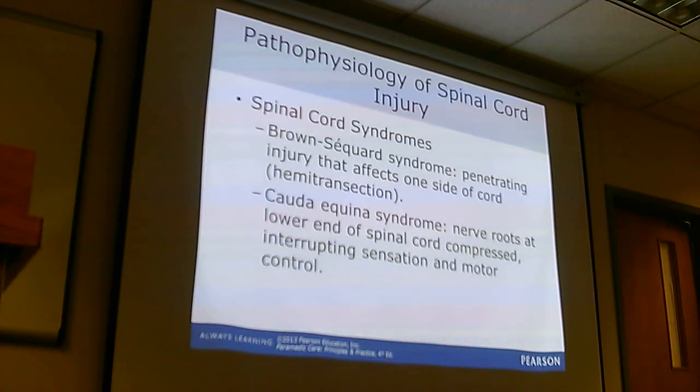And I talked to you a little bit about getting one side. If I get stabbed on one side, well, that's what's called Brown-Séquard syndrome. This is a penetrating injury that affects one side of the cord. What you're going to see is on the side that's affected, I'm going to lose my motor function and my sensation, because it got the anterior and posterior aspects of the cord, right? It will actually cause some decrease in sensation on the contralateral side as well. So if you get hurt on the left side, it's going to affect the left side.